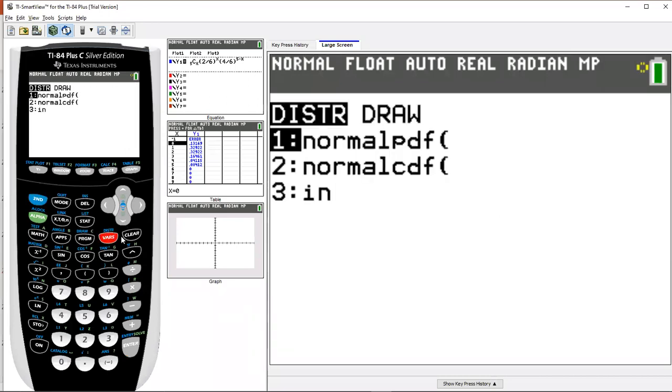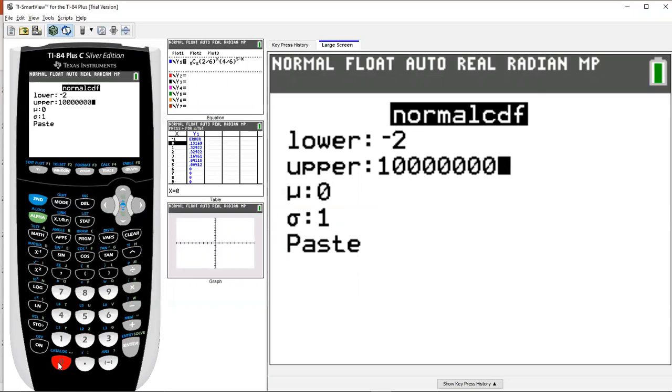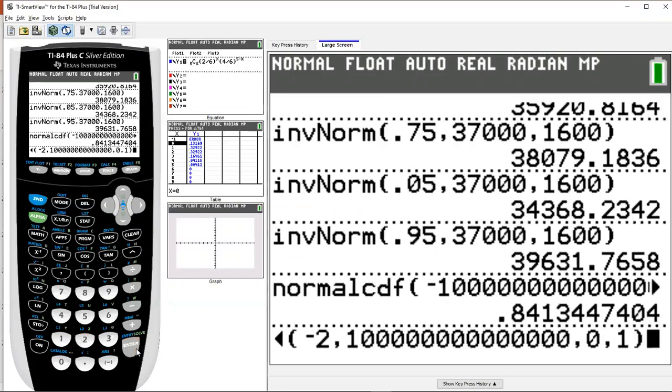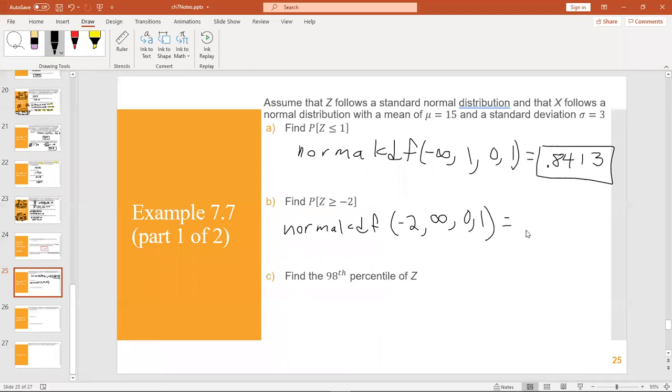So if we do this, we're going to do second vars. Pick our trusty normal CDF again. -2 is the low end. An arbitrarily humongous number for the upper end. Keep 0 and 1 for the standard normal, which is z, 0.9772. So that's what this is going to be. So there's that. And they say find the 98th percentile of z. Well, that's just going to be the inverse normal. 98th percentile will be 0.98.